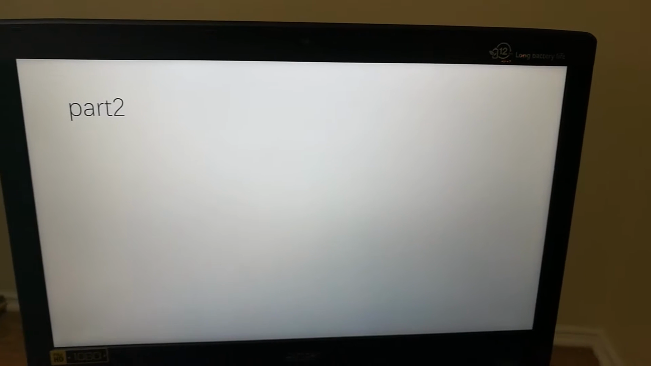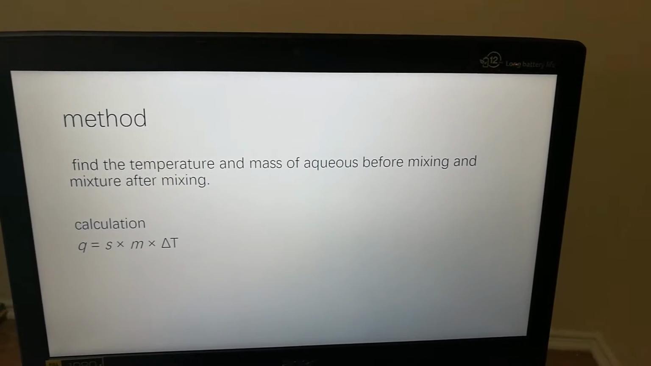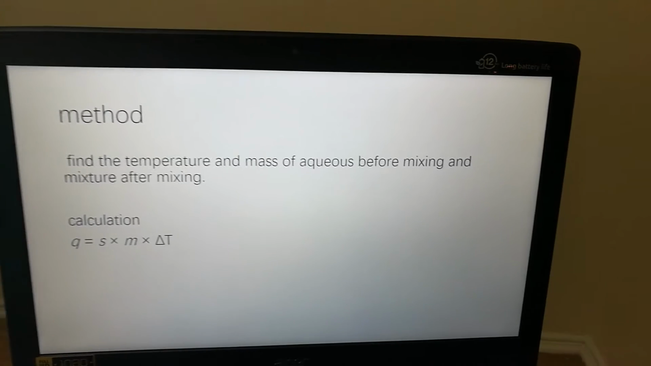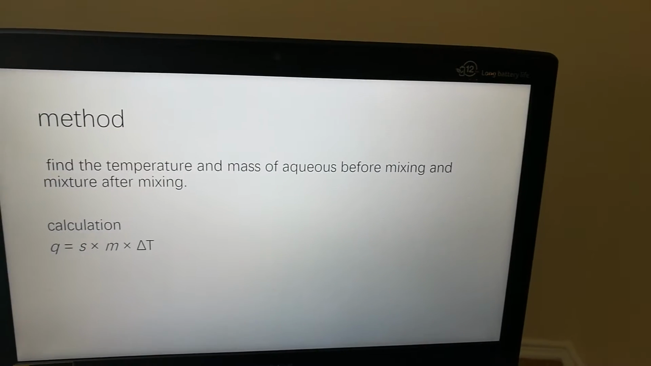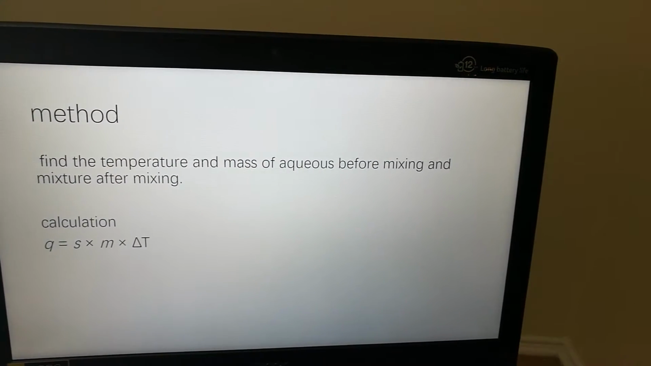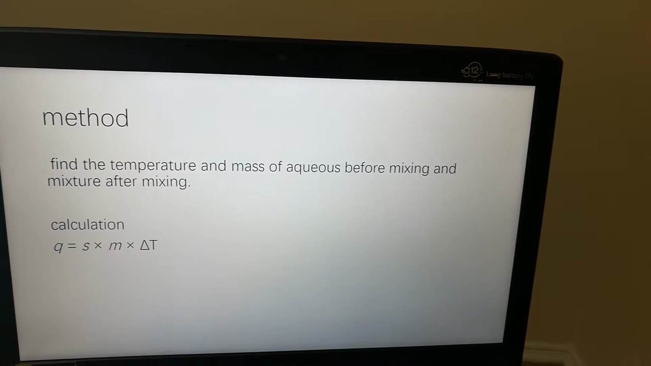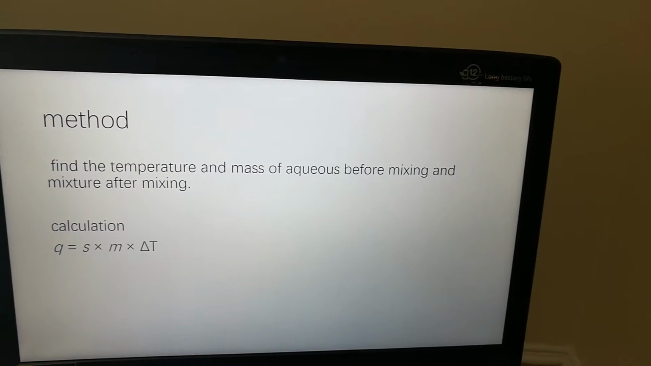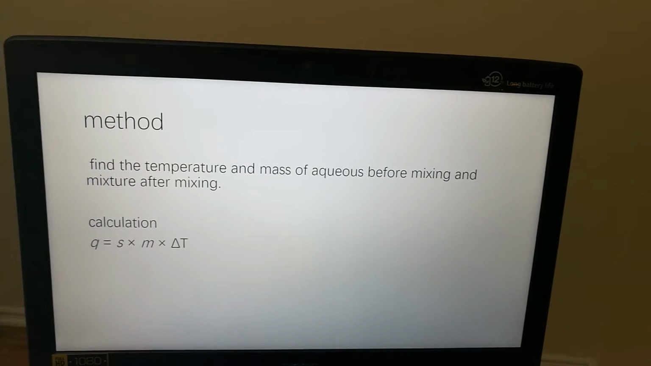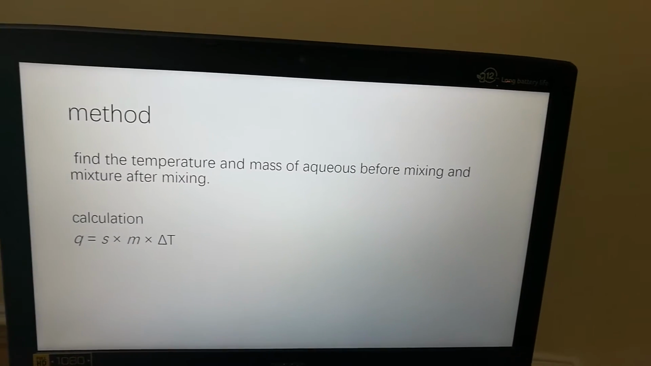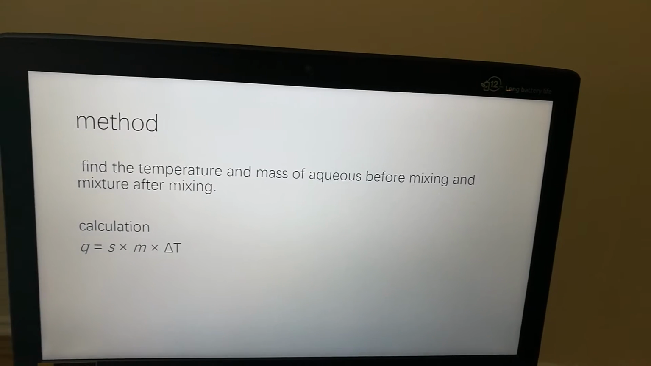Because of the limitation of time, I will make a brief introduction of part 2. Method: we will use the same method as part 1. Find the temperature and mass of the aqueous solutions before mixing and the mixture after mixing, and we can get the change of the temperature and the mass, and we already know the capacity. We consider the capacity of the solution equal to the capacity of water, and then we can calculate the heat.